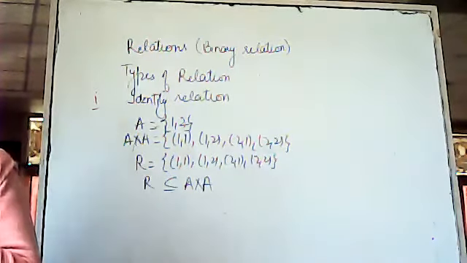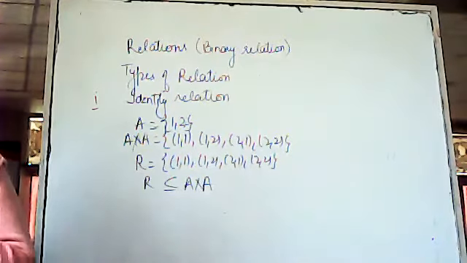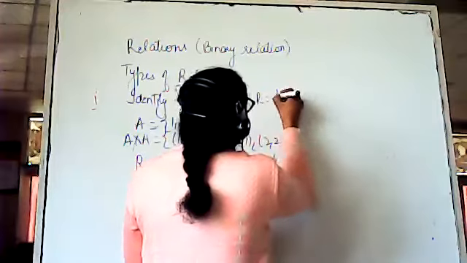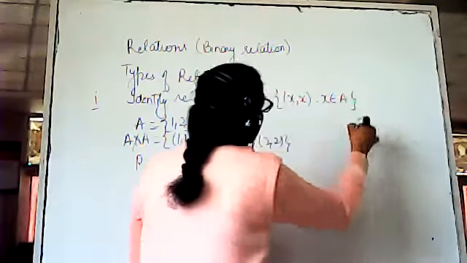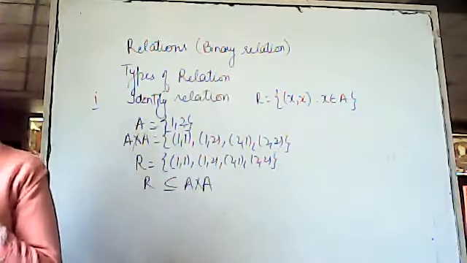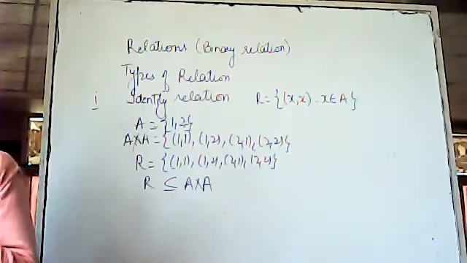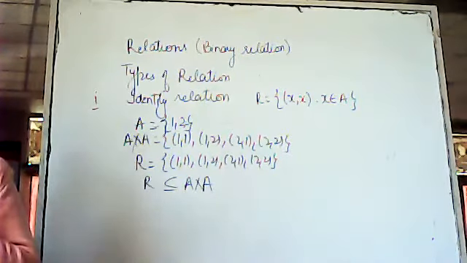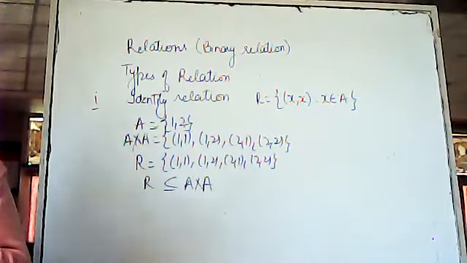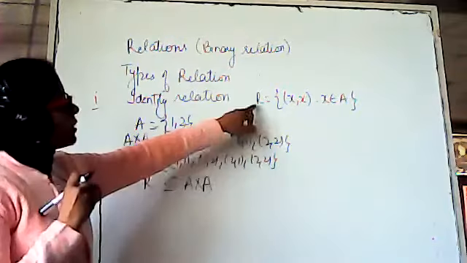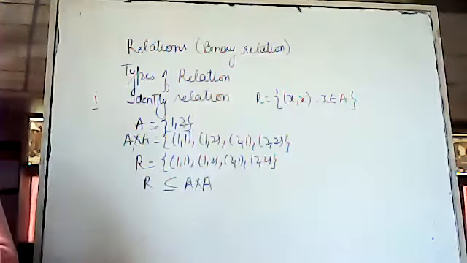Identity relation: let A be any set, then the relation R equals to ordered pair XX, where X belongs to the set A. Then R is called identity relation on the set A.